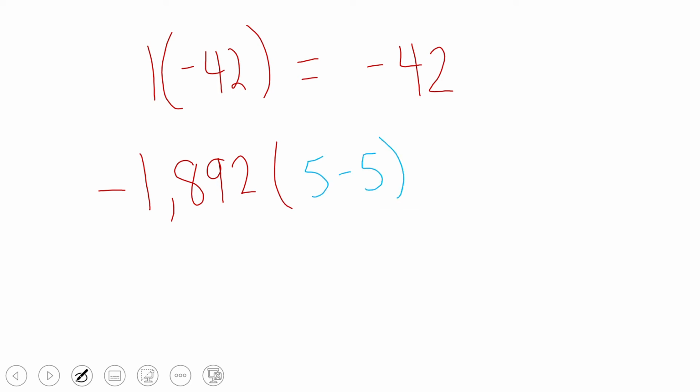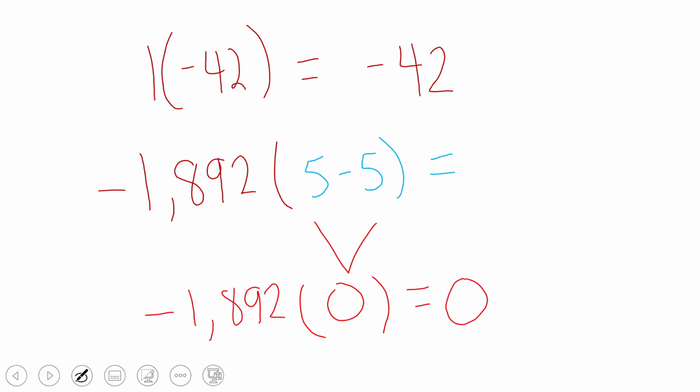We have to recognize when a 0 appears in our equation. Notice that when you have negative 1,892 times 5 minus 5, this renames as a 0. It is multiplied by this number, and anything times 0 is 0. That's the 0 property of multiplication.